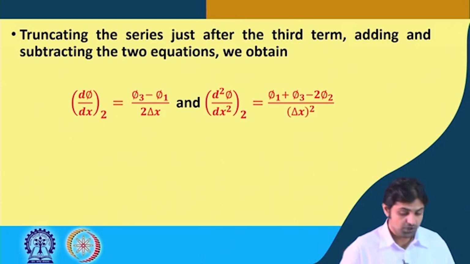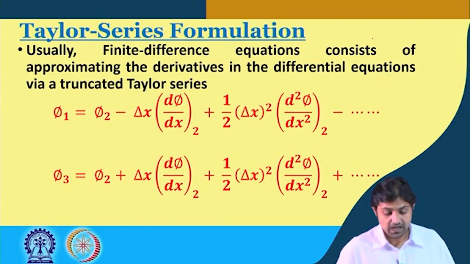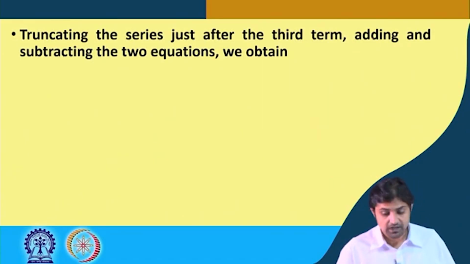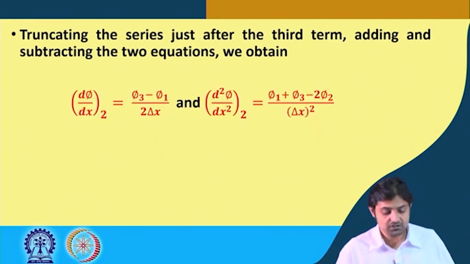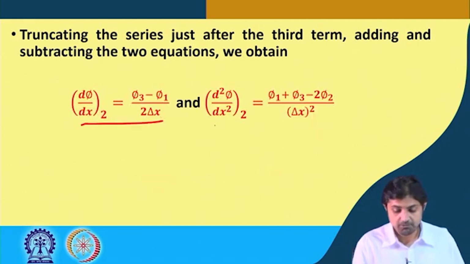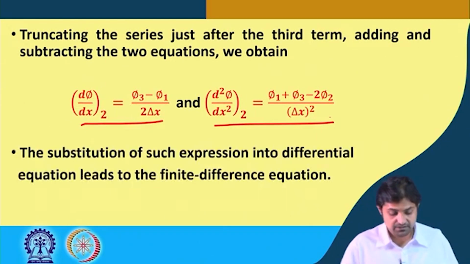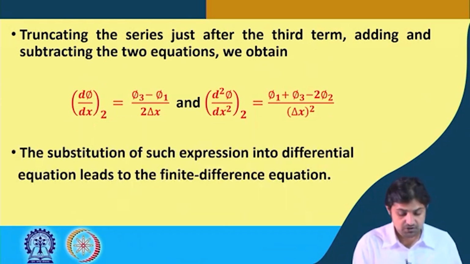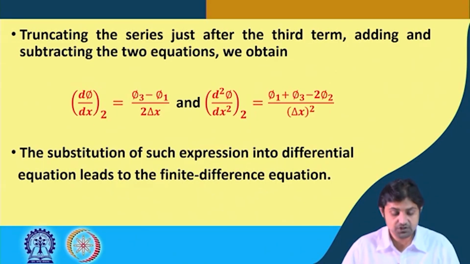So, what we have seen here is that we have used the truncated Taylor series in general to write the values phi 1, phi 3 and phi 2, and once we add and subtract those, we get terms like these. The substitution of such expressions into the differential equation leads to the finite difference equation.